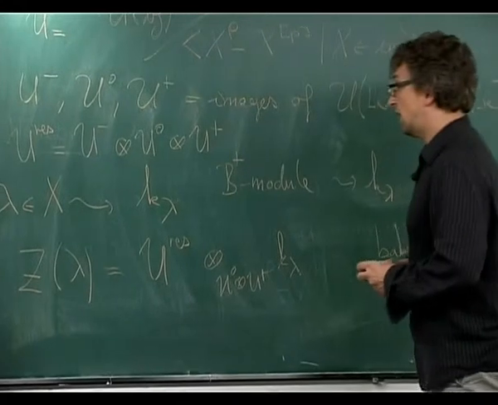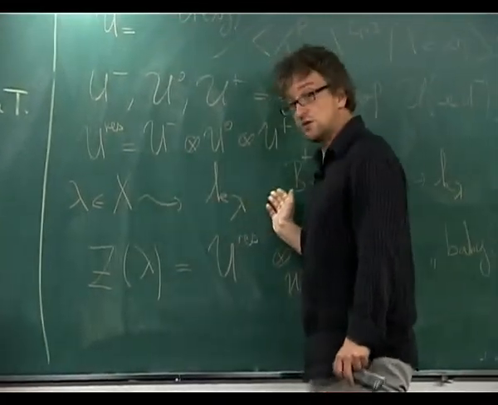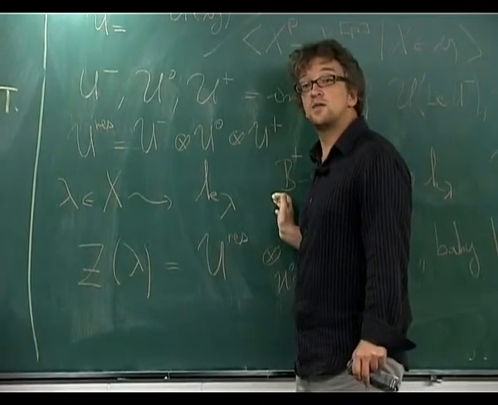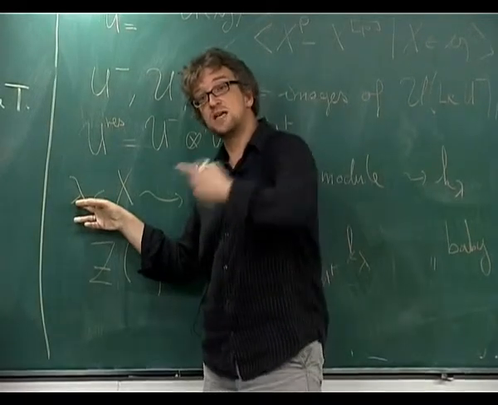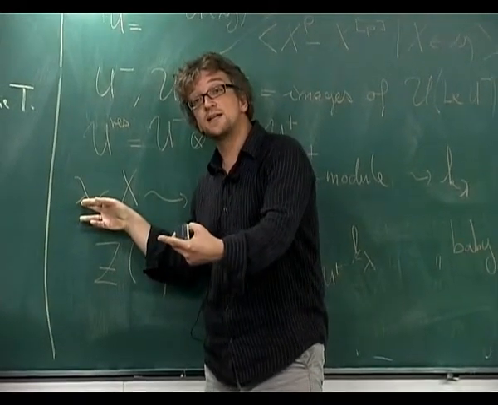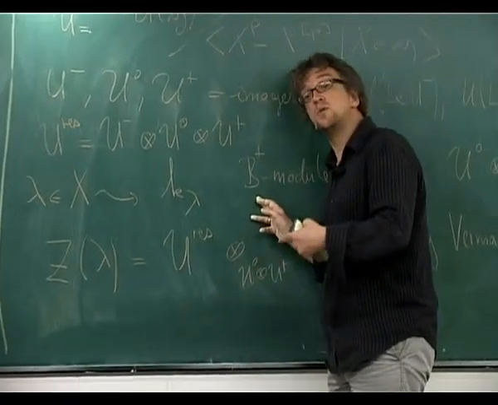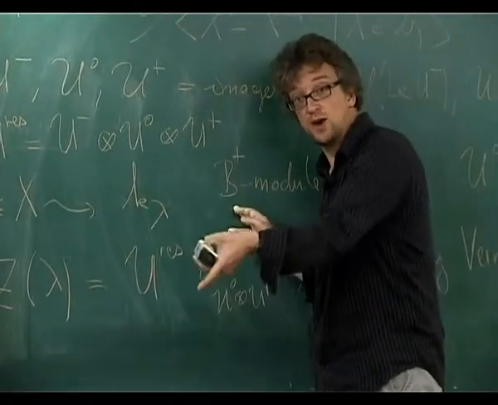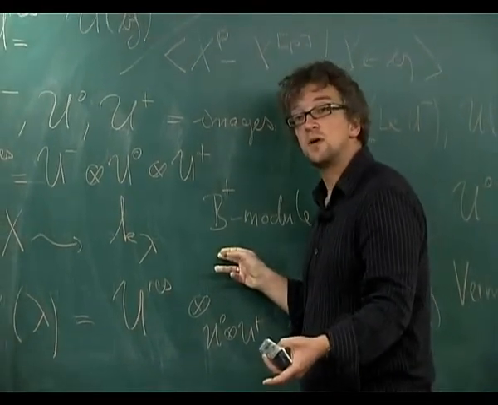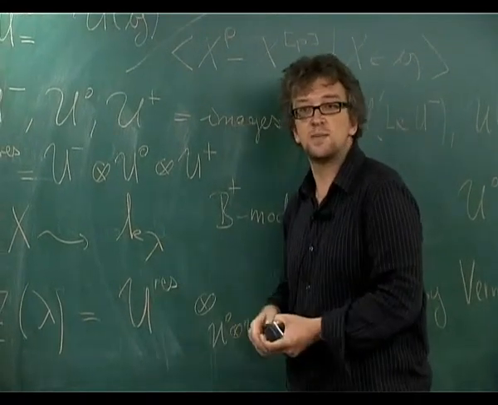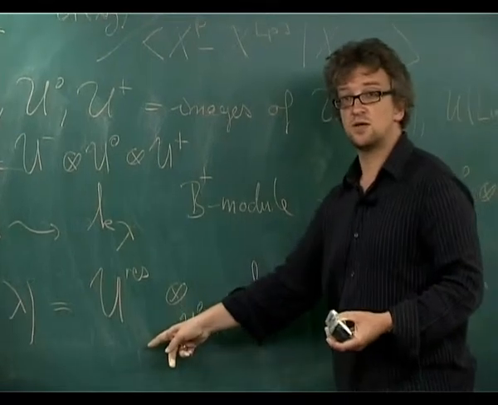Ah, yeah. So lambda is a weight of the torus, and this is also a character of the Borel. Lambda determines a one-dimensional representation of the torus, and you can extend it to a one-dimensional representation of the Borel by letting the unipotent radical act trivially by the identity. So this is a one-dimensional B plus module. It's called K lambda because it's one-dimensional. And then you induce and you get what is called a baby Verma module.